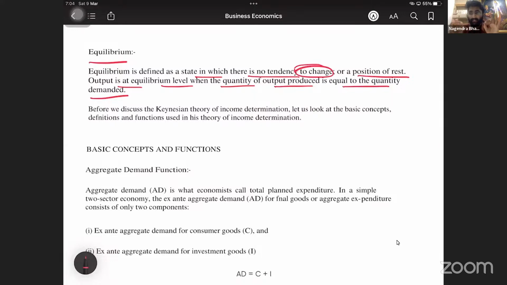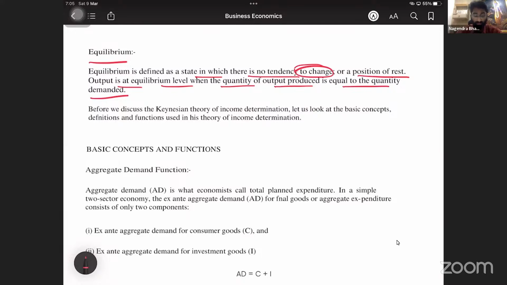Or I can say that there is no wastage, there is no scarcity. There is no scarcity from the consumer's point of view. From the producer's point of view, there is no wastage. He is not producing more, and I am not demanding more. This is nothing but equilibrium.